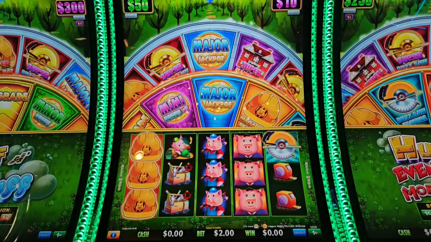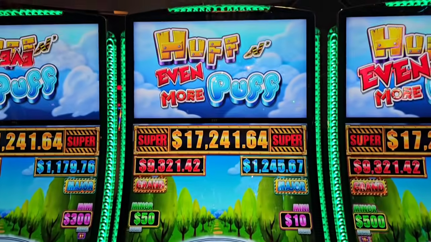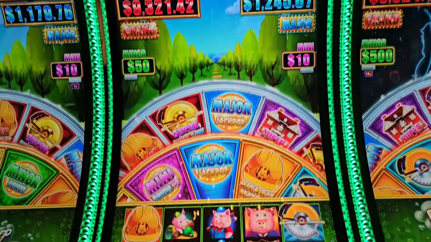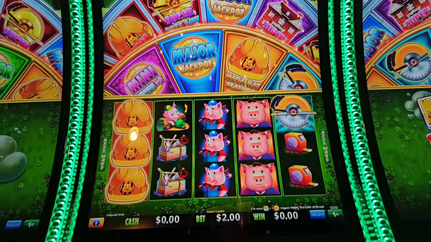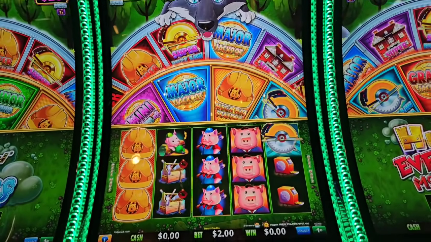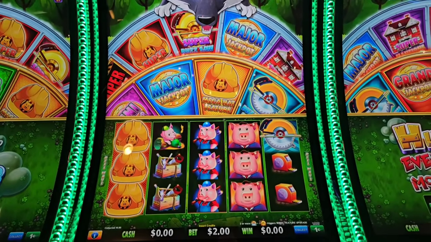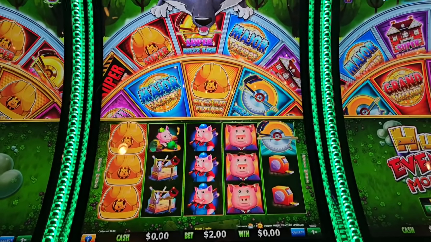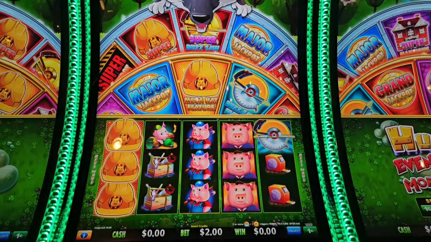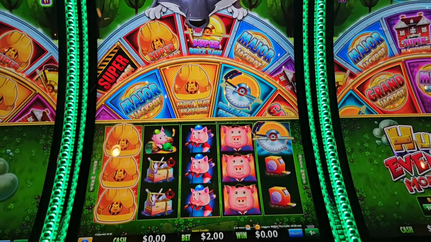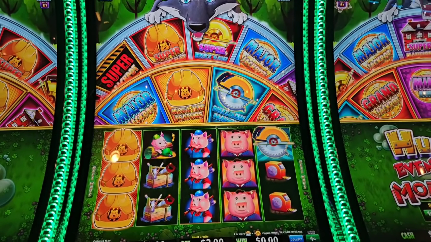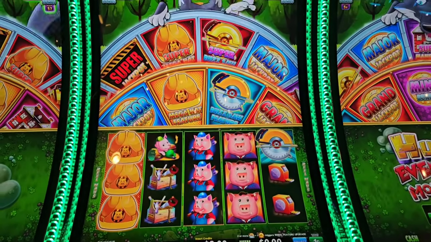So starting off, we have Huff and even more Puff, right? This is an example of a very high volatility machine. And what that means is that when you're playing, you're very likely to have large swings, whether upward or downward. Your money is not going to be steady. Generally, it's going to be big periods of feast and famine.